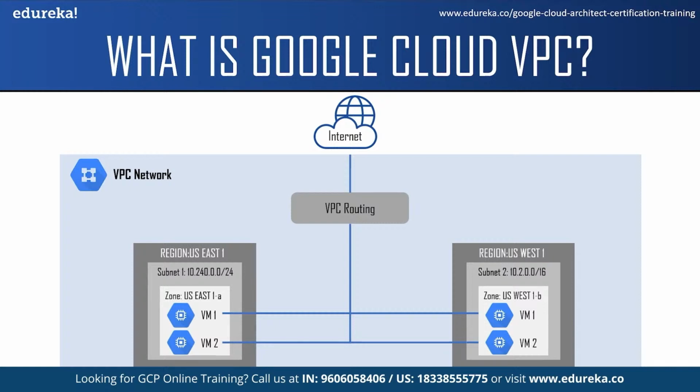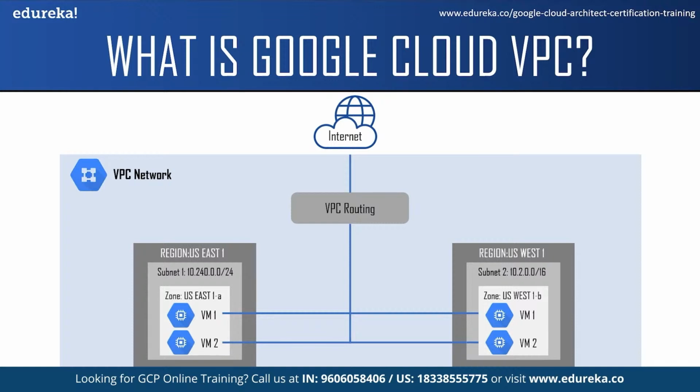Here you can see there are two virtual machines in the US East subnet and two virtual machines in the US West subnet. Now these virtual machines can access the internet through the VPC routing. VPC routing decides how to send traffic from the virtual machine instances to the destination. The destination could be either the other virtual machine instances or the internet. Moving on, let us understand a few important concepts in VPC like IP addresses, routes, and firewall rules.